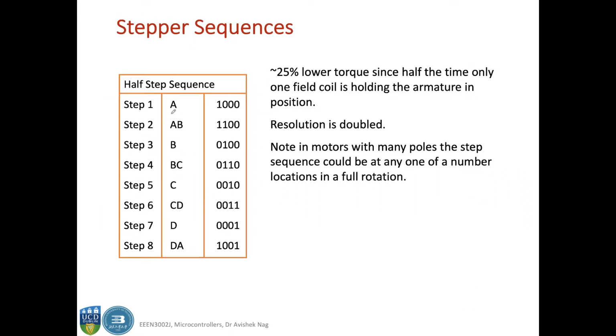So you can have step 1 as A, step 2 as AB, then B, BC, C, CD, and so on. And these are the binary combinations that you need to put to configure these steps. This scenario has 25% lower torque, since half the time only one field coil is holding the armature in position. So the resolution is doubled as well. In motors with many poles, the step sequence could be repeated at any one of a number of locations in a full rotation.